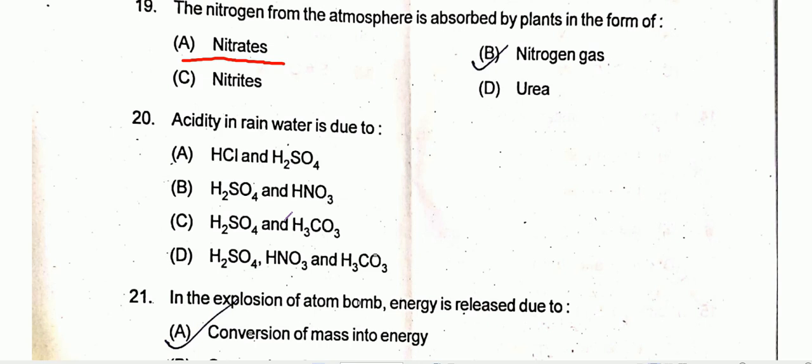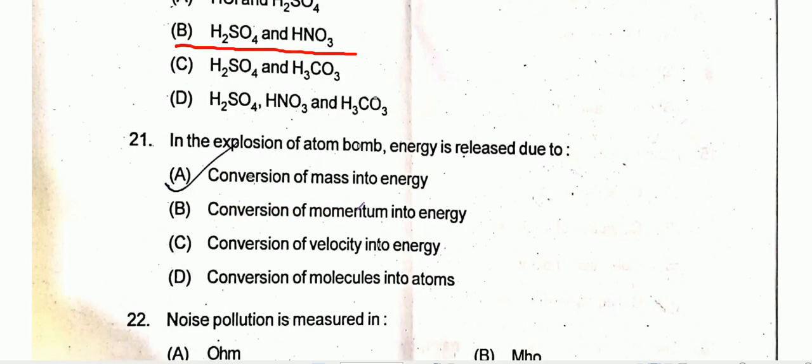Question number 20. Acidity in rain water is due to, option B is the correct one, that is H2SO4 and HNO3. Question number 21. In the explosion of an atom bomb, energy is released due to the conversion of mass into energy. So option A is the correct one.